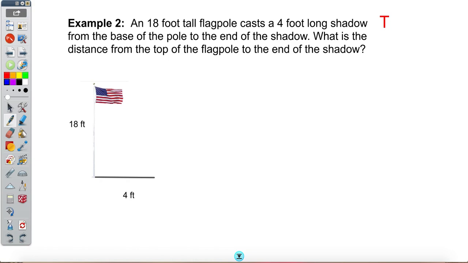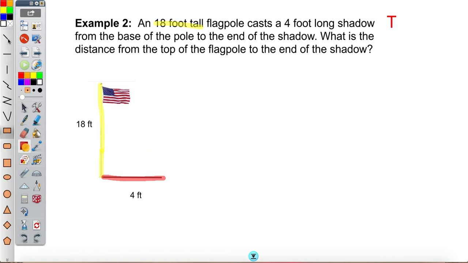All right, next, example 2. We have an 18-foot flagpole that casts a 4-foot shadow from the base of the pole to the end of the shadow. What is the distance from the top of the flagpole to the end of the shadow? So we have an 18-foot tall flagpole, that is this side right here. It casts a 4-foot long shadow that goes right here. And we are trying to find the distance from the top of the flagpole to the bottom of the shadow.